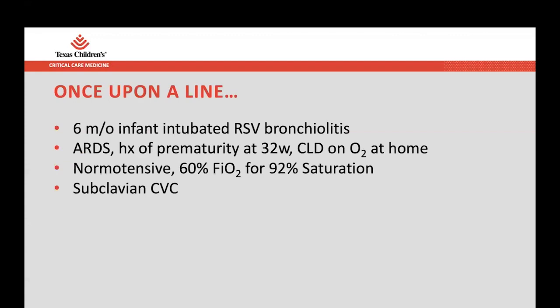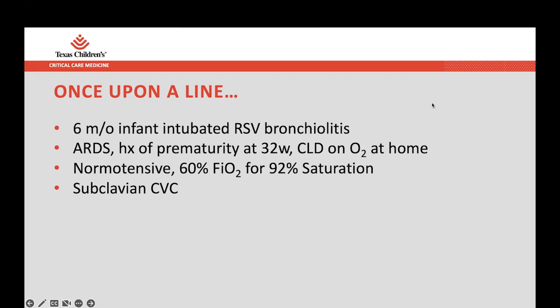Okay, this is the next case. This is also at Nausea Hospital. This was a 6-month-old infant who was intubated for RSV bronchiolitis. I'm sorry, was admitted with ARDS, had a history of prematurity at 32 weeks gestation and chronic lung disease, was on oxygen at home for a period, and then most recently didn't require it. So intubated, was normotensive, but was on 60% FiO2 for 92% saturation.